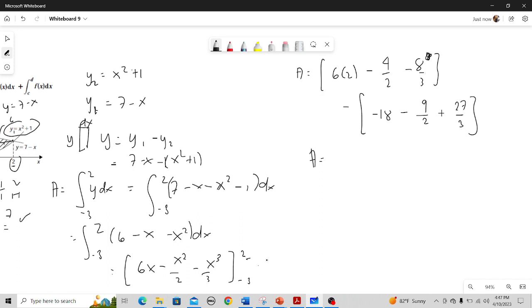6 times 2, 12, 4 times 2, then 2 times 2 to the power of 3 is 8. Okay, so you have 12 minus 2 equals minus 8, 8, 10, minus 4.5 plus 9. So you have 20.8. Okay, check your value of your area. That's correct. From my calculator, it is 20.83 square units.